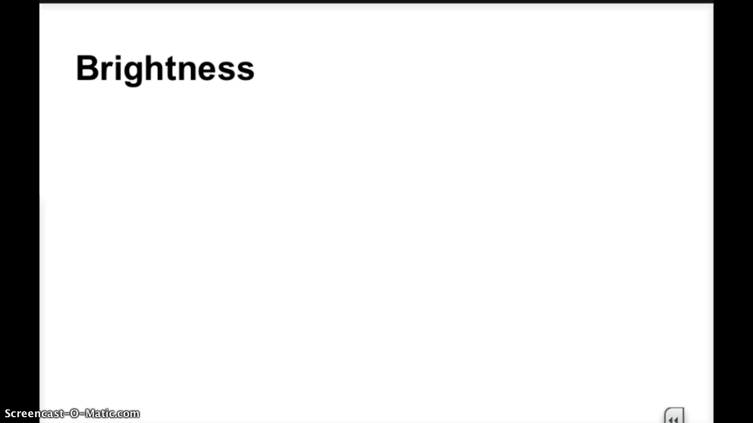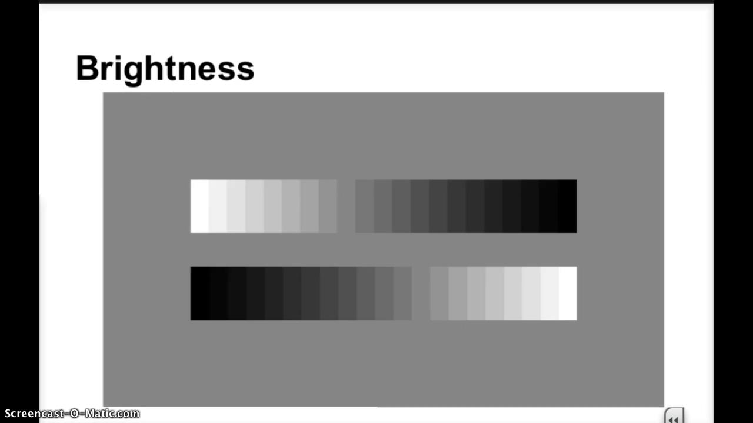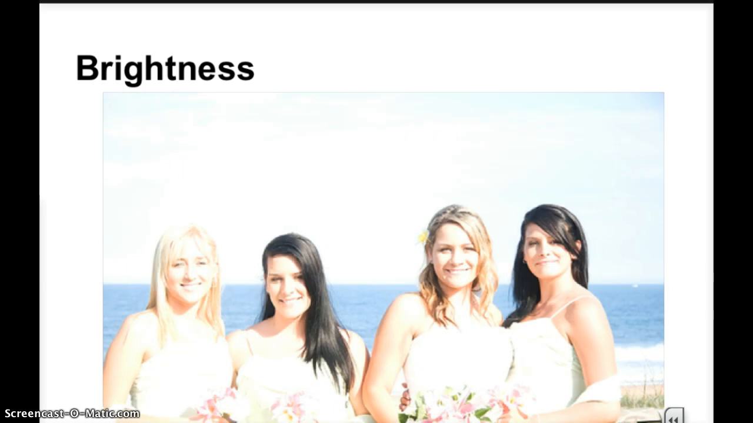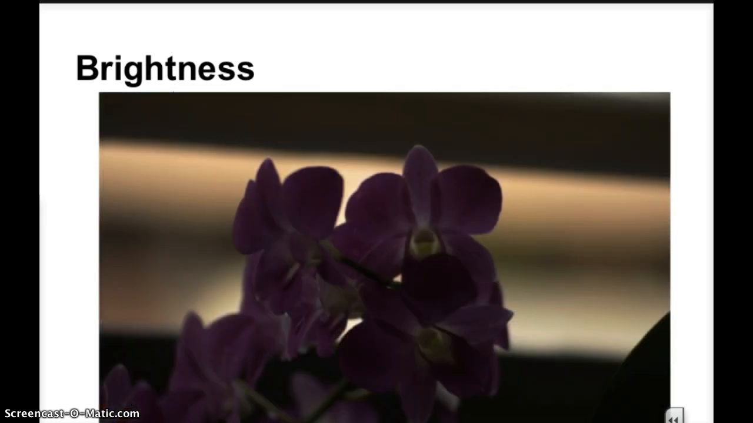Brightness, sometimes called the lightness, value, or tone, refers to how light or dark a hue is. In photography, this is easily adjusted by the exposure. For example, an overexposed image is very light, as seen here, while an underexposed image is very dark.